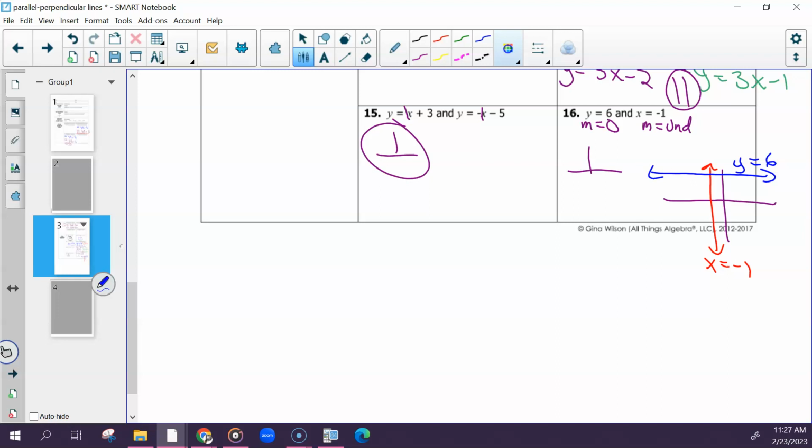Before we jump to the next thing, how do we feel about finding if they're parallel, perpendicular, or neither from equations? Good? Okay, need more practice. Excuse me, not good. I don't understand this.